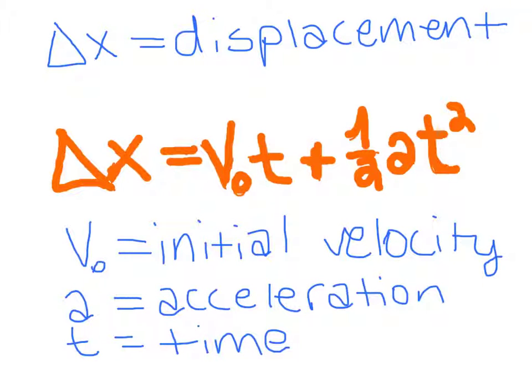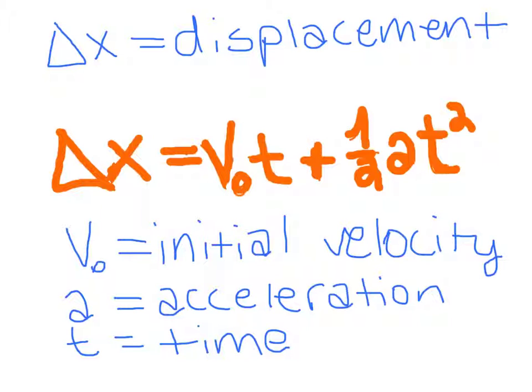I'll be talking about the relationship between the displacement of an object from its point of origin and its initial velocity times time plus 1/2 times its acceleration times time squared. So the first part of the equation that you see here represents the displacement of the object were it to continue at its initial velocity, and the second part here represents its displacement due to acceleration.